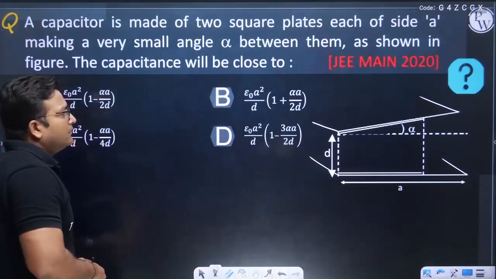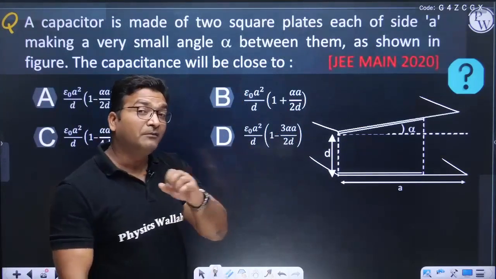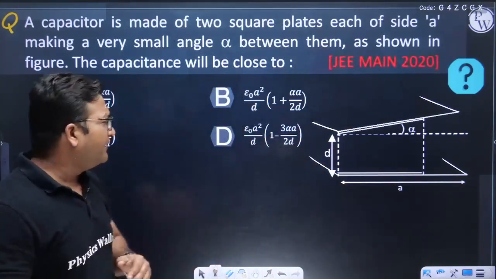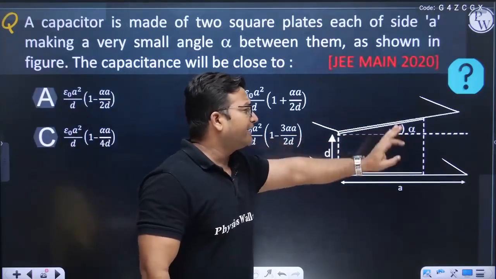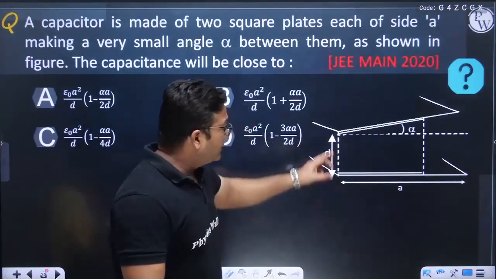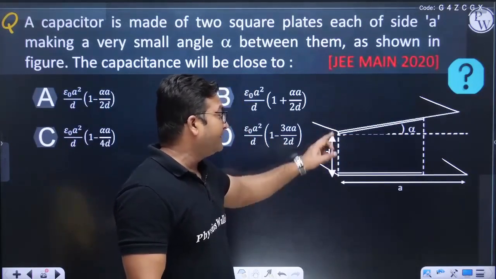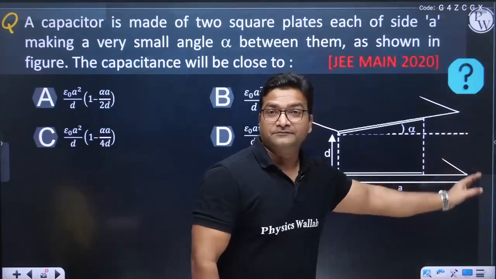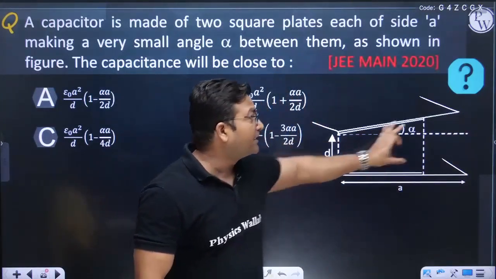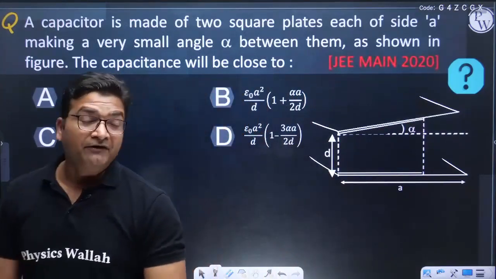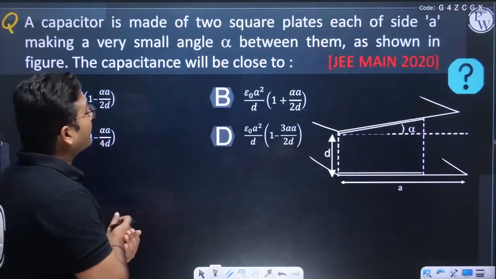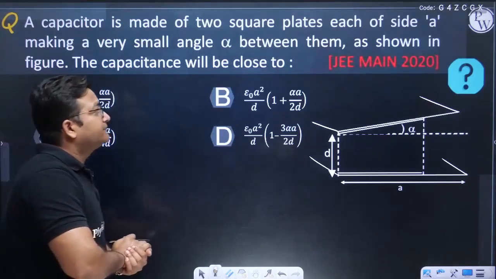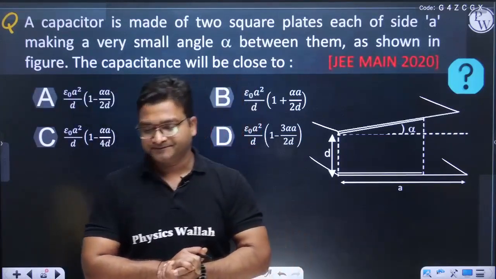Now there is one more thing. These 2 plates are not exactly parallel. They make a small angle with each other, and that angle is equal to alpha. So here the distance between the plates is minimum, and that minimum distance is D, and here the distance is maximum. So this is a variable thickness capacitor, and we are asked what is the net capacitance of this capacitor.